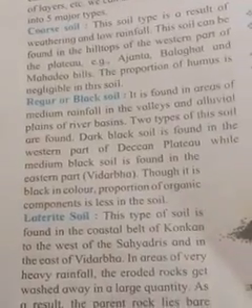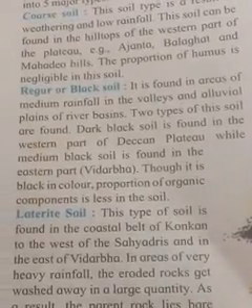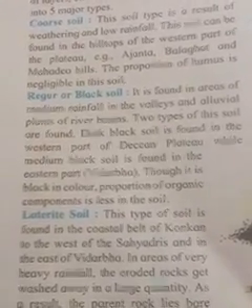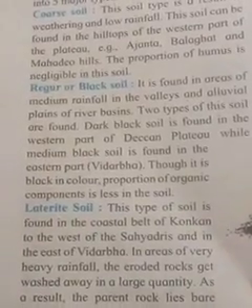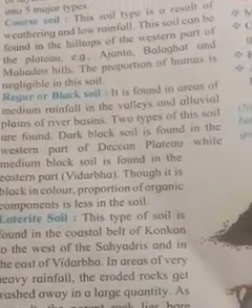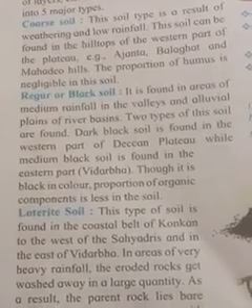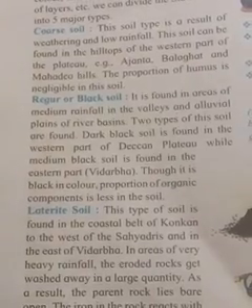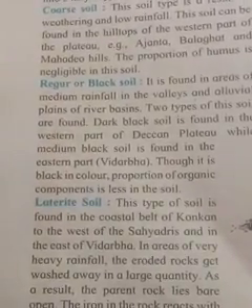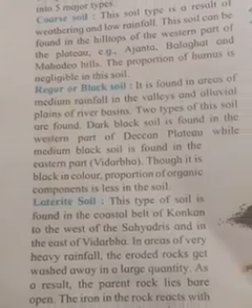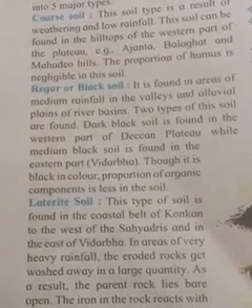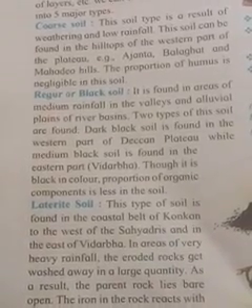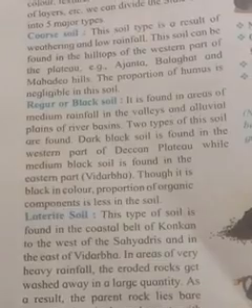The second type is the regular or black soil. It is found in areas of medium rainfall, in the valleys and alluvial plains of river basins. Two types of this soil are found. Dark black soil is found in the western part of the Deccan Plateau, while medium black soil is found in the eastern part, Vidarbha. Though it is black in color, the proportion of organic components is less in the soil.